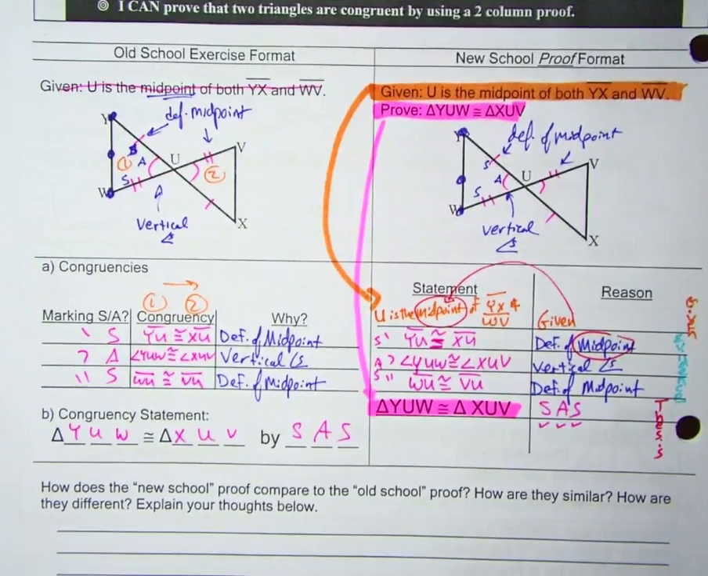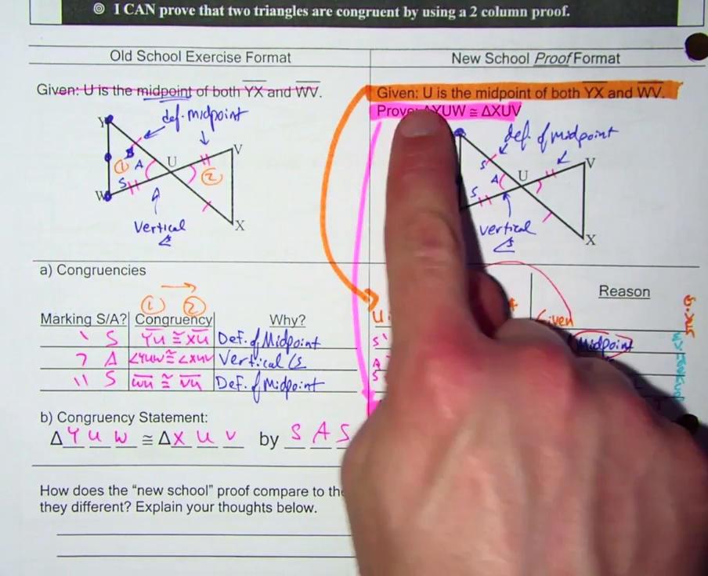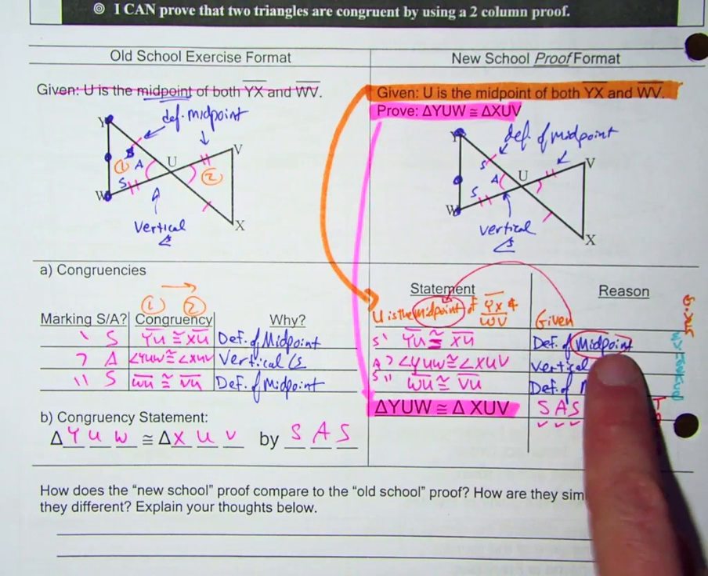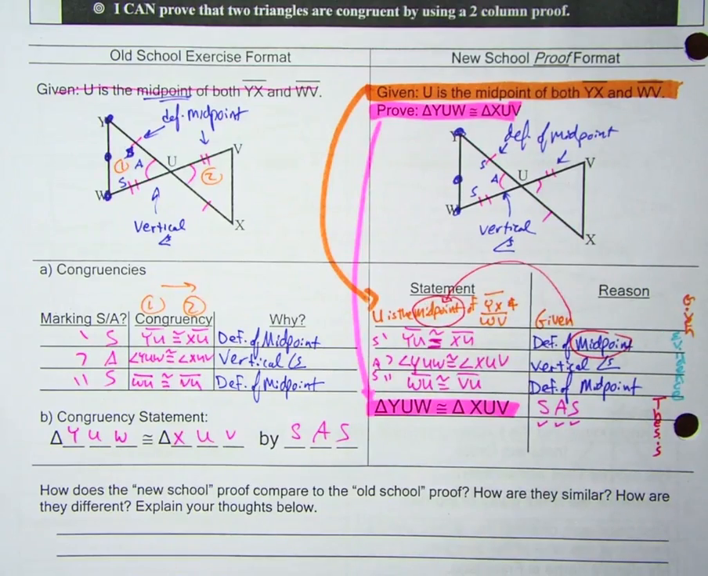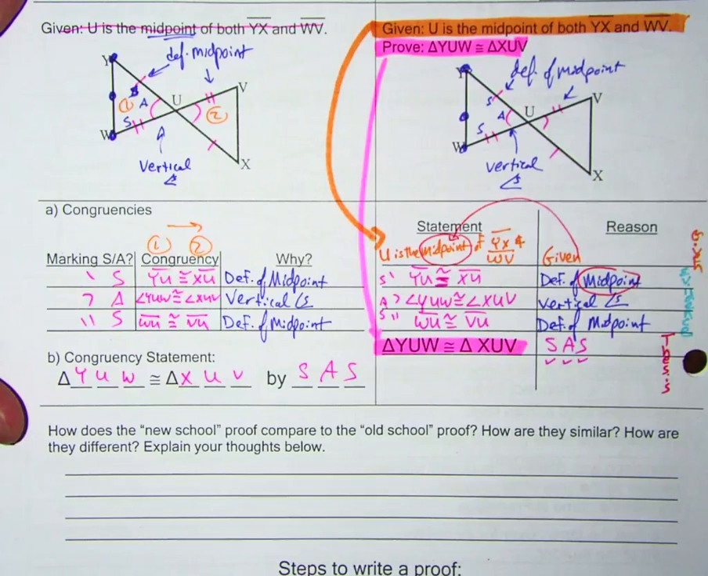Again, to recap, look at the differences. You have to put your given first. You have to put the prove last. Everything else is the same in here. You have to make sure that given is first so you can actually reference it. All the same annotations apply. So the big differences here.